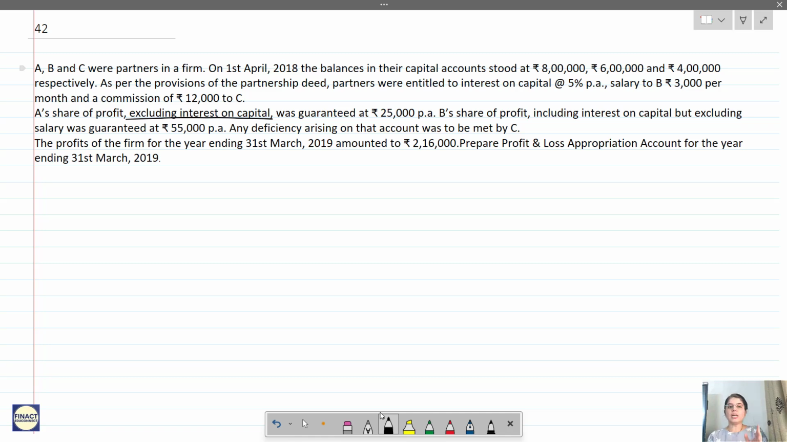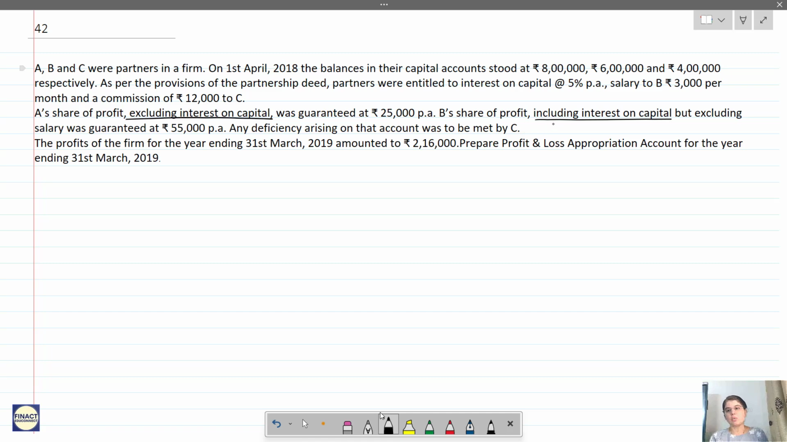That is without considering interest on capital, A was guaranteed a profit of 25,000. Okay, this is what it means. B's share of profit including interest on capital, but excluding salary, should be 55,000 per annum. Any deficiency arising on that account was to be met by C.